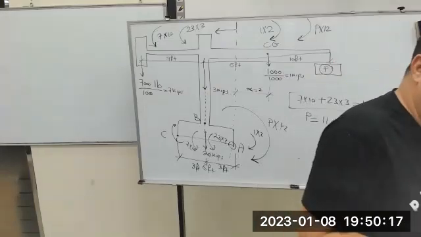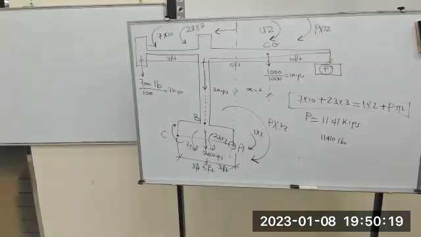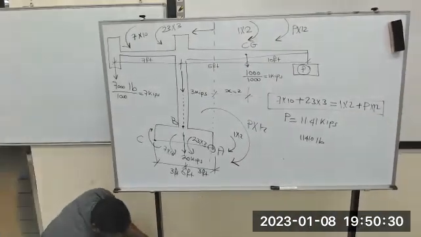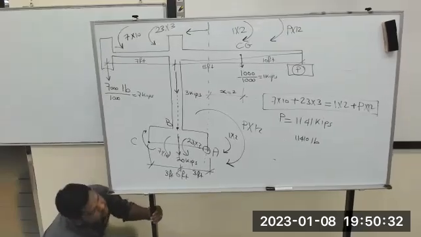Is that right or not? Okay, so then what is the answer? Let us see what the answer is. 7.5. Is 7.5 correct? 7.5 is not correct. Not correct, because it's 11.